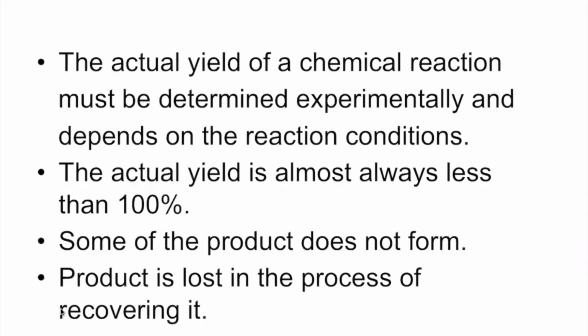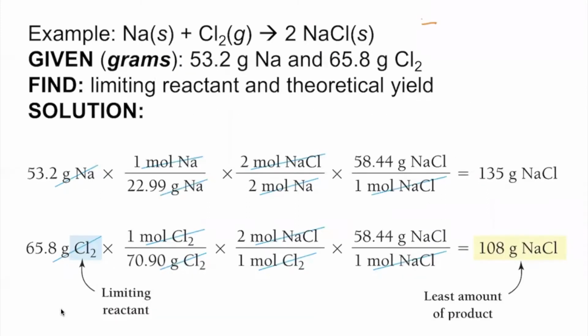Here we have another question, so for you to practice. So let's say I give you this equation and I tell you I have 53.2 grams of sodium and 65.8 grams of chlorine. Which one is the limiting reactant? So one of these two is the limiting reactant. We can't just say it's sodium because you have less grams. No, you actually have to calculate the math. You have to do stoichiometry.